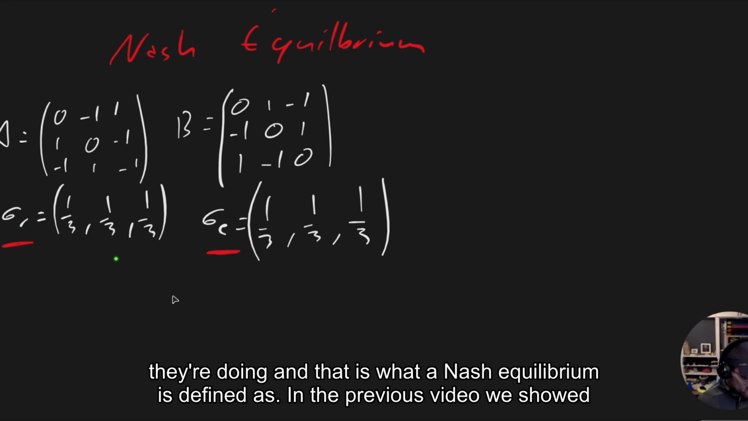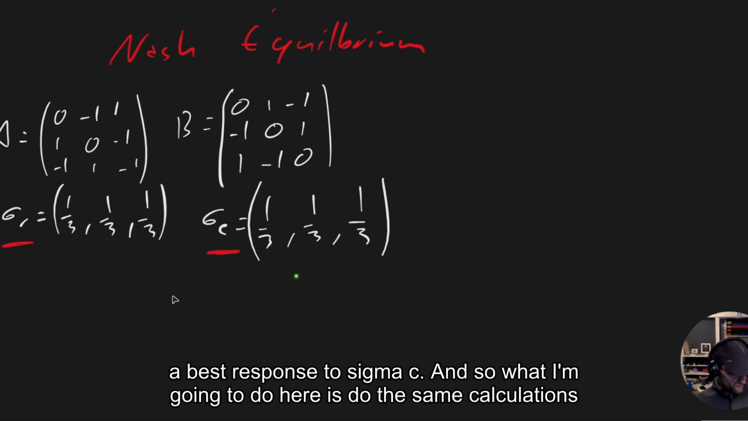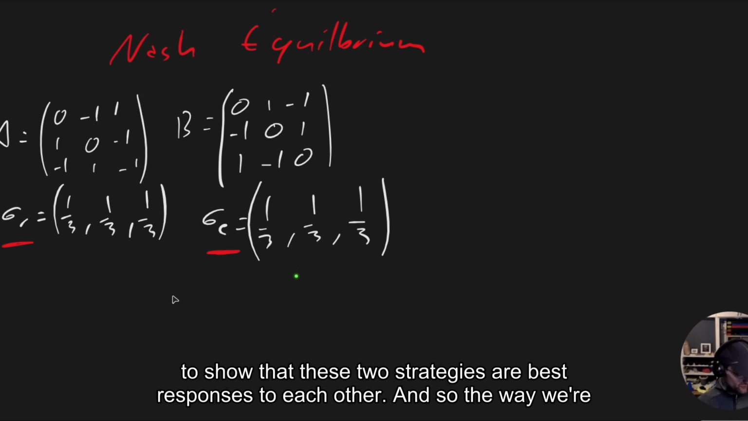In the previous video, we showed how a different sigma C was a best response to sigma R, but the actual specific sigma R was not a best response to sigma C. And so what I'm going to do here is do the same calculations to show that these two strategies are best responses to each other.